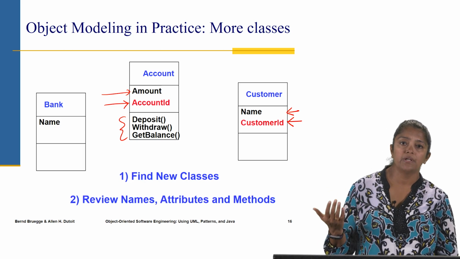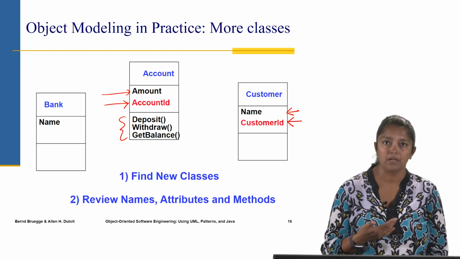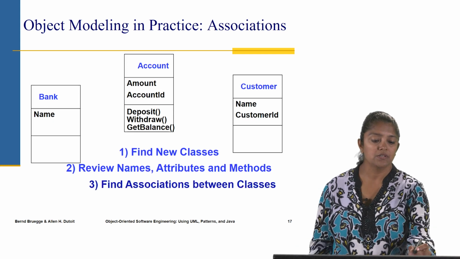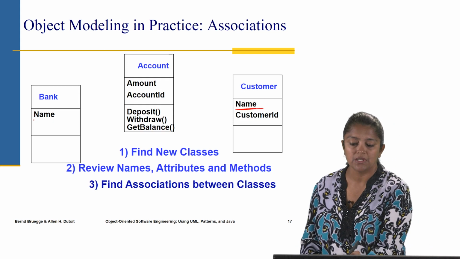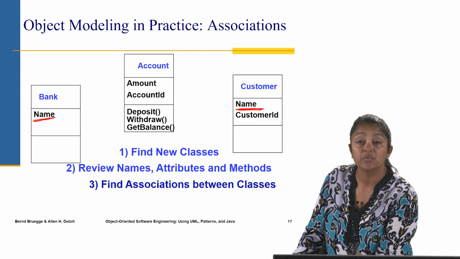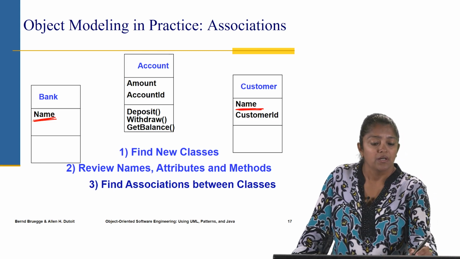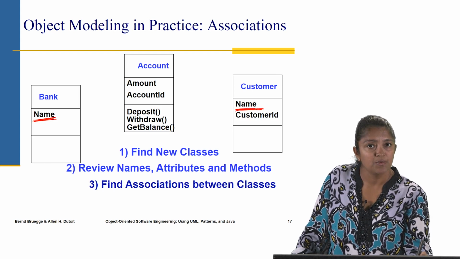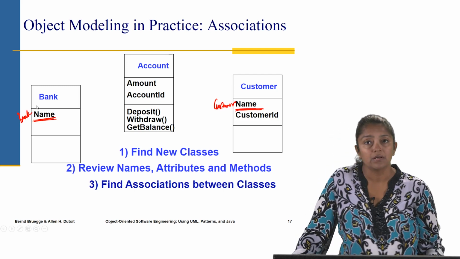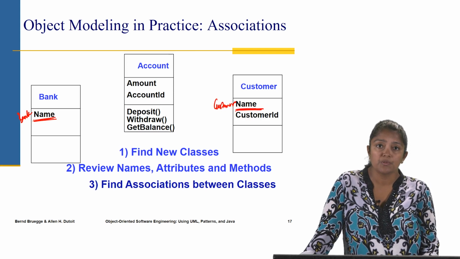Now we want to make sure we continuously, again in an iterative way, review those names, attributes and methods of all of the classes that we've identified so far. Again, there's a name in customer and there's a name in bank. There are two different attributes. The name over here represents the customer name and the name over here represents the bank name. Again, as part of this modeling process, one might want to be more specific and clear and indicate that this is the customer name, so call it a customer name, and this is the bank name, and so call it the bank name attribute. Then our next step is to find associations between classes.